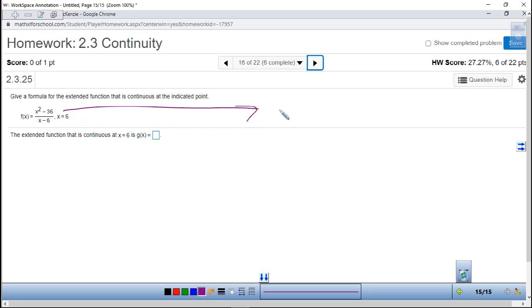So if we pull this out over here, x squared minus 36 over x minus 6. Now we can factor the top and we're going to get x minus 6 times x plus 6. Those are going to be difference of squares. And we still have my x minus 6 on the bottom, and these are going to cancel out. So that's going to leave me with x plus 6.